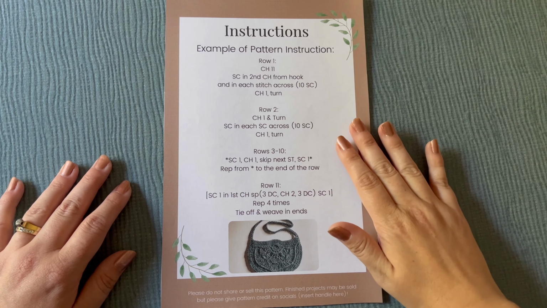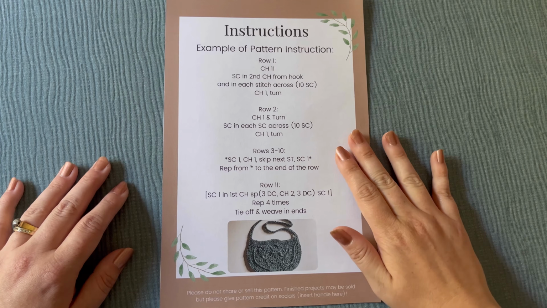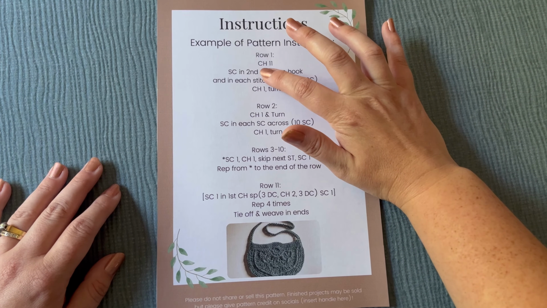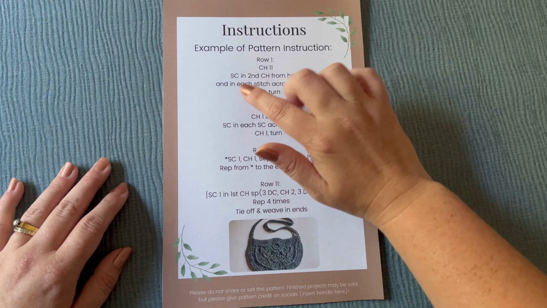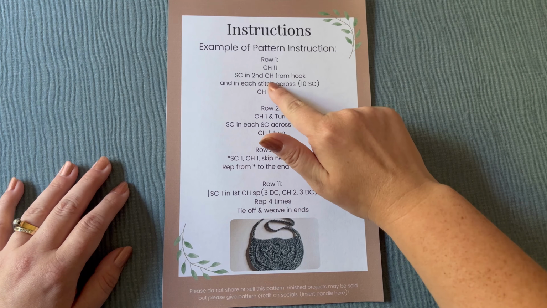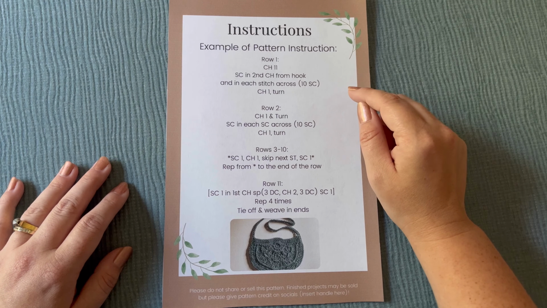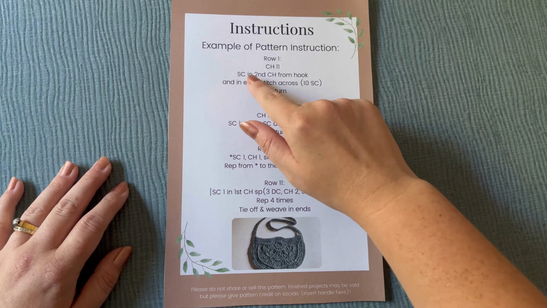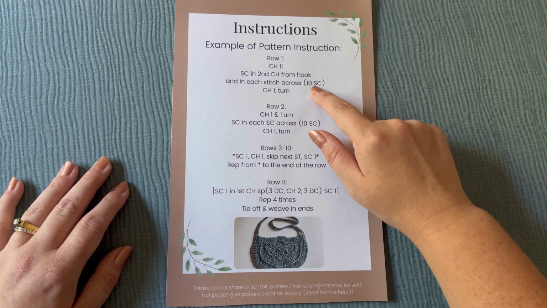Let's take this line by line and I will slowly explain what everything means. So for row 1, it says to begin with chain 11. We know that CH stands for chain because it says so in the abbreviation section of the pattern. Next, it says to SC, which is single crochet in second chain from hook. So you'll find that second chain, skipping the first one, and in each stitch across. So single crochet in second chain and in each stitch across for a total of 10 single crochets.